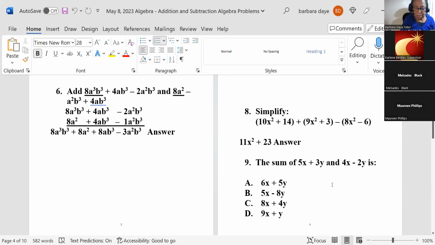Let's see. So the minus 2y subtracted from 3y gives you y. I'm looking for Miss Barbara. Let's see if I can get the call. 3 and 2.